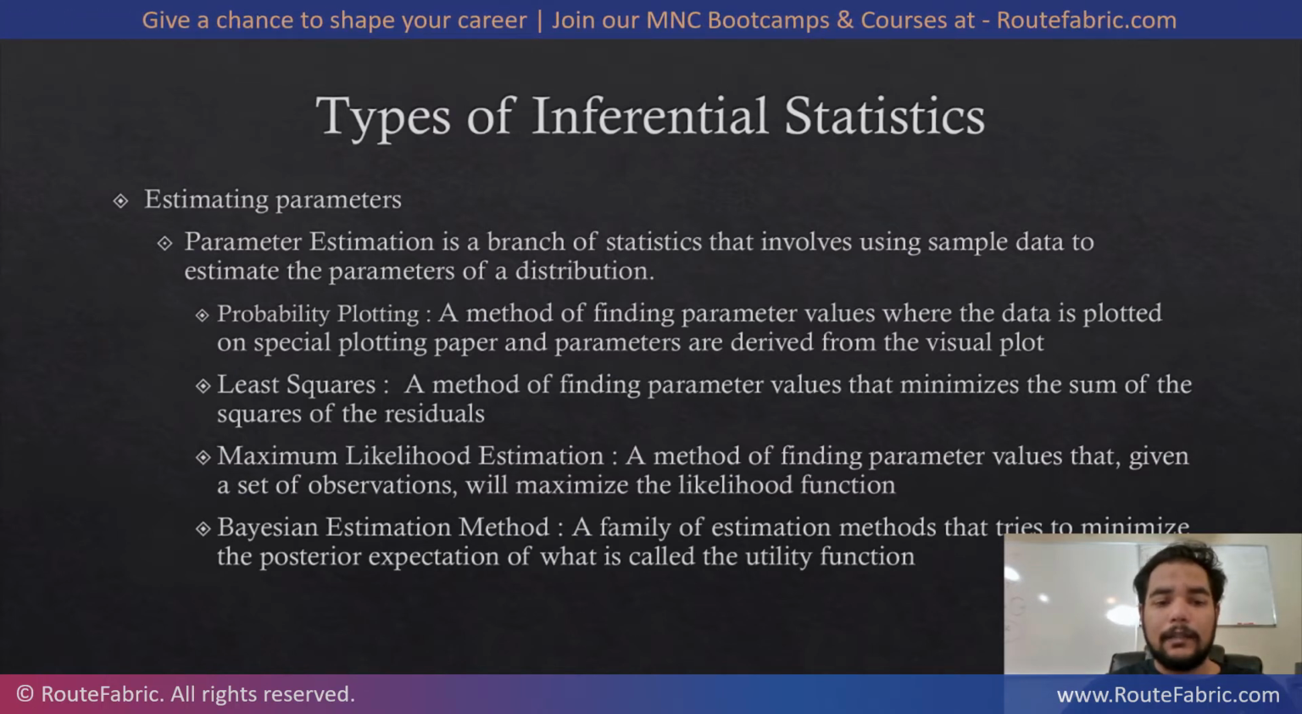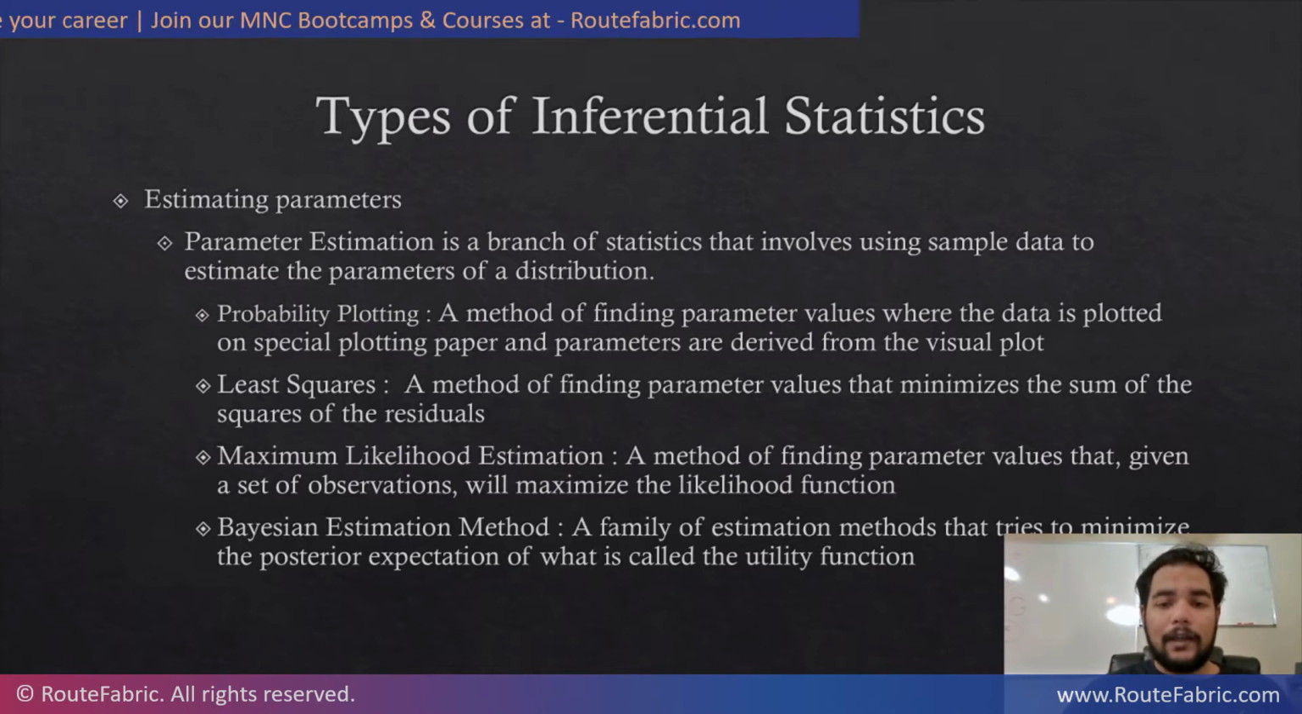The next method is the least squares method, a method of finding parameter values that minimizes the sum of errors, or the sum of the squares of the residuals. The other one is maximum likelihood estimation, a method of finding parameter values that, given a set of observations, will maximize the likelihood function. The least squares and the maximum likelihood estimation are very popular types of estimation that are used in machine learning.